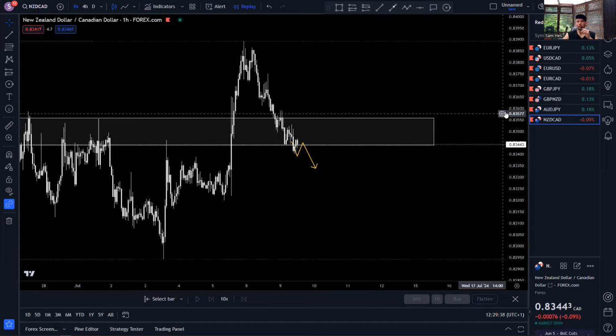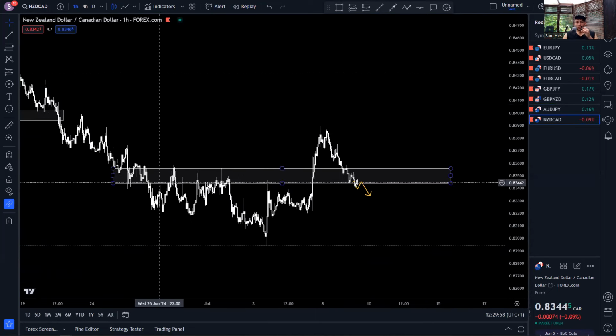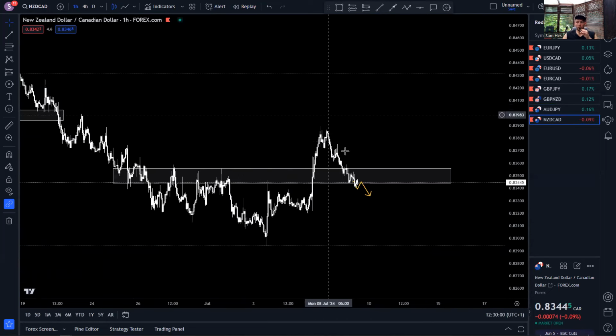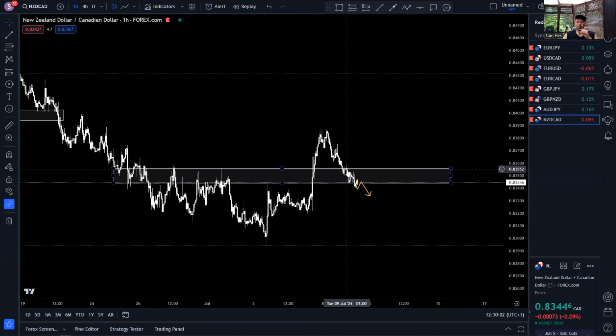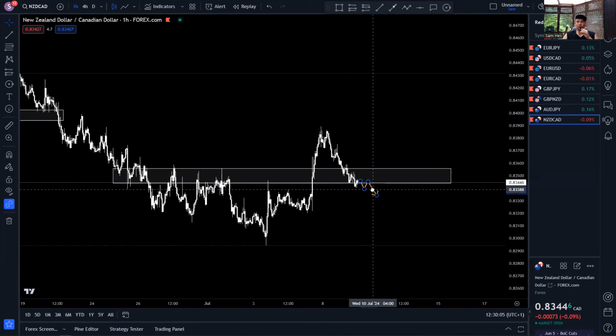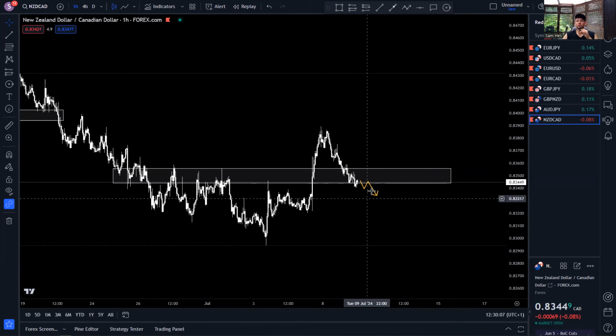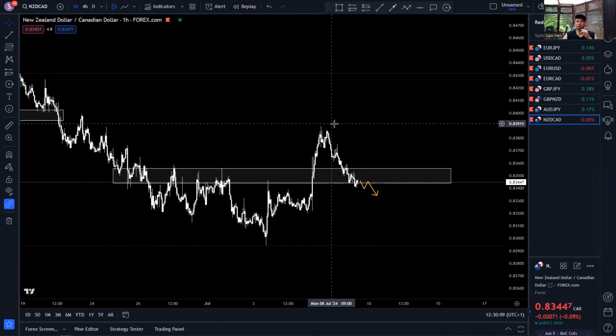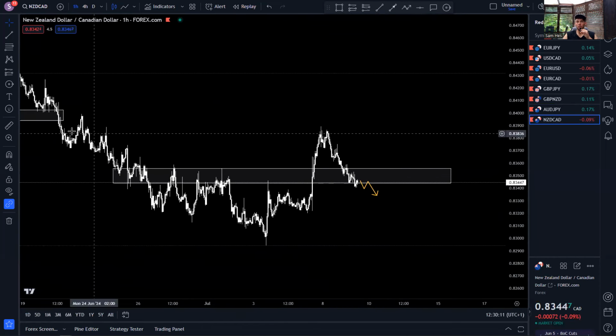And the last one, New Zealand dollar CAD. Price has respected this zone many times. It's broken it once, it's come back, and it's respected a little bit, but it looks like it's breaking. And the reason I am including this zone here is because it's starting this downtrend, right, from the start of the week. It wants to go back down.